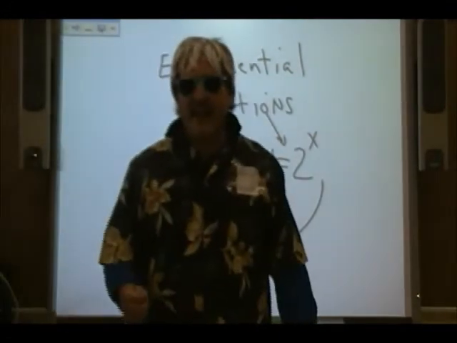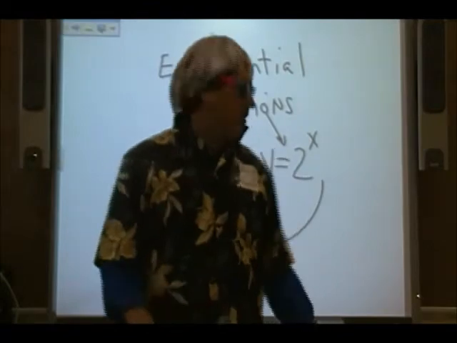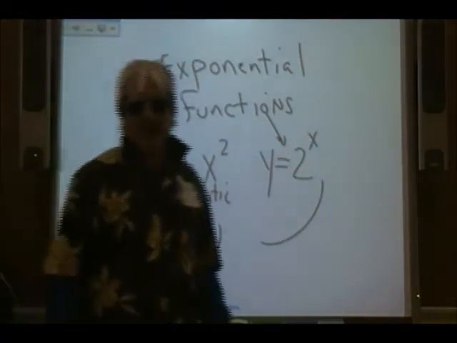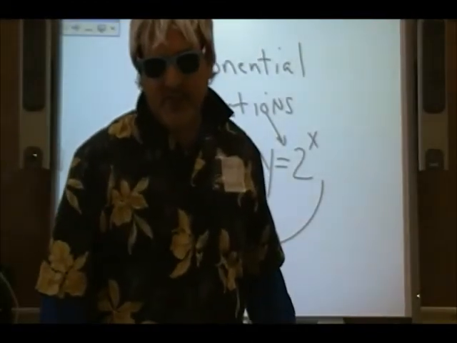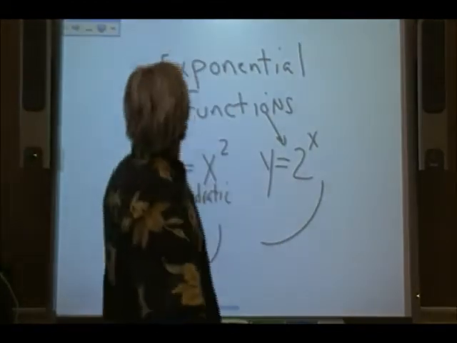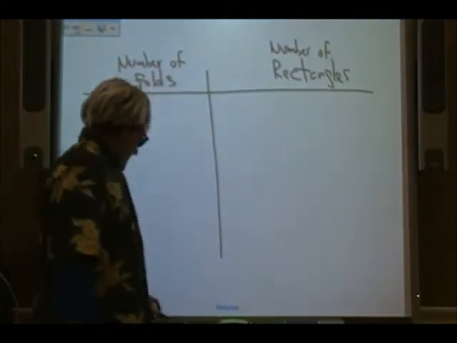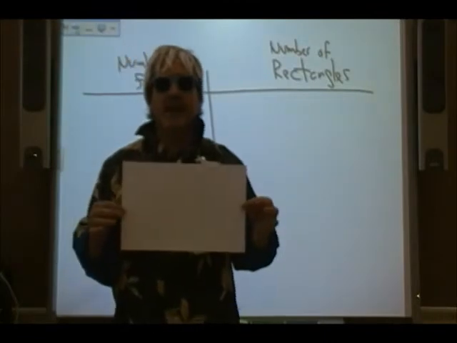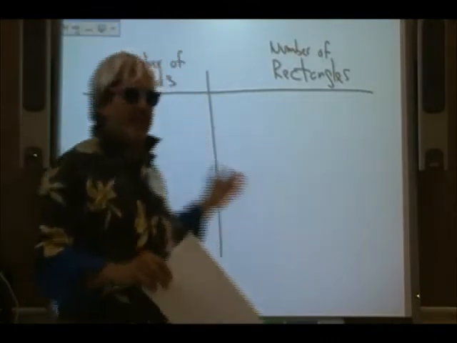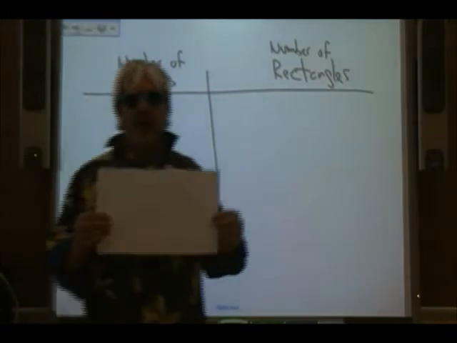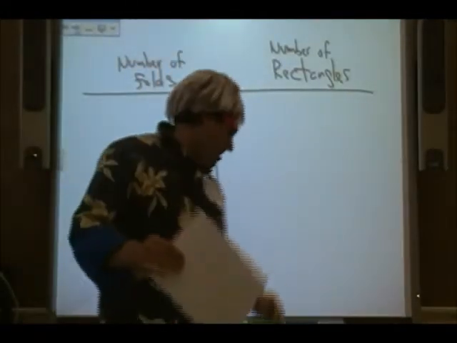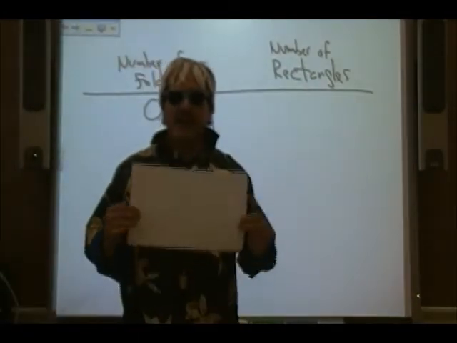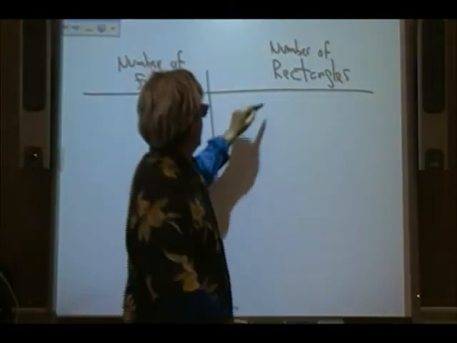And I'm going to give an example of it right now, how it grows, because this thing takes off. This growth is a little bit slower, usually. So let's take a look at an example of an exponential function. I'm going to take a piece of paper, and we're going to see how many rectangles we have depending on the number of folds. So obviously, if I don't fold the paper at all, that's 0 folds, and the number of rectangles I have is just 1.